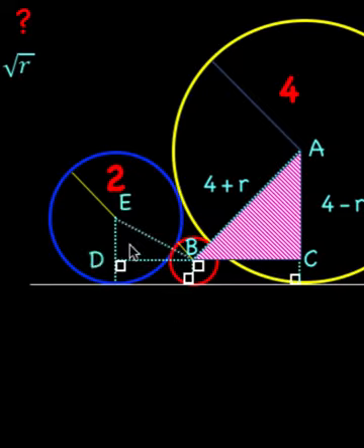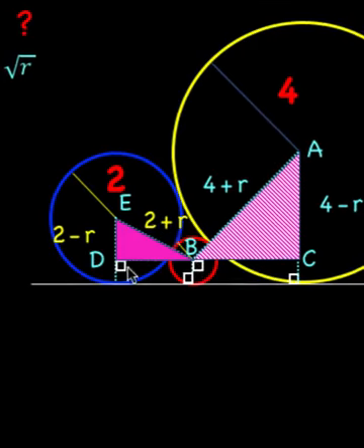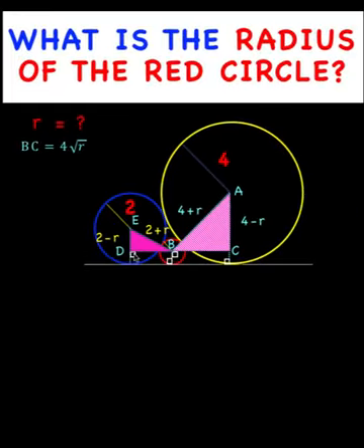Then let's consider this right triangle DEB. The length of side ED is the radius of the blue circle minus the radius of the red circle, so 2 minus r. The hypotenuse EB is equal to the radius of the blue circle plus the radius of the red circle, so we have 2 plus r. From here, we can compute the length of side DB. So BD is equal to the square root of the difference of the squares of the hypotenuse and that of one of the legs.